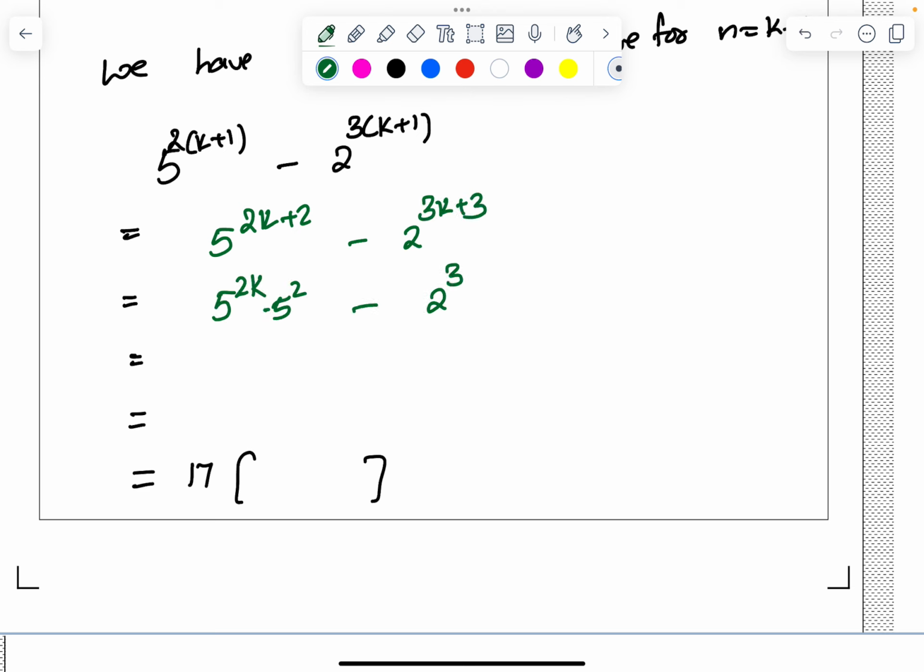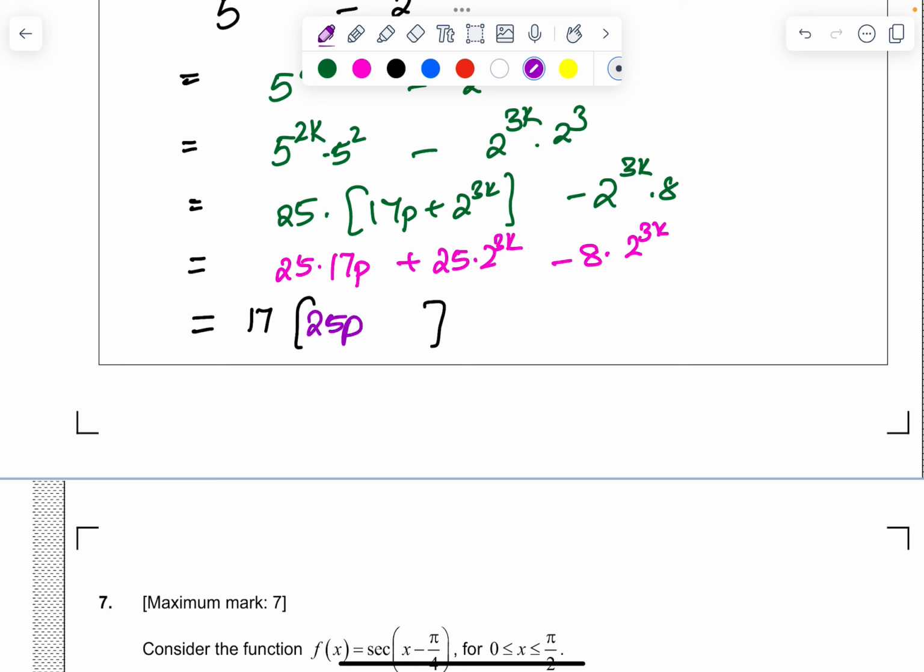So we will be taking 5 power 2k. What is 5 power 2k? It is 17p plus 2 power 3k. So 25 times (17p plus 2 power 3k) minus 2 power 3k times 8, which is nothing but 25 times 17p plus 25 times 2 power 3k minus 8 times 2 power 3k. So when I take 17 common, what do I get? 17 common, it becomes 25p plus 2 power 3k.